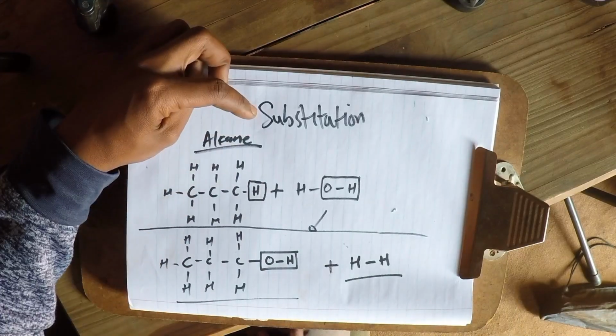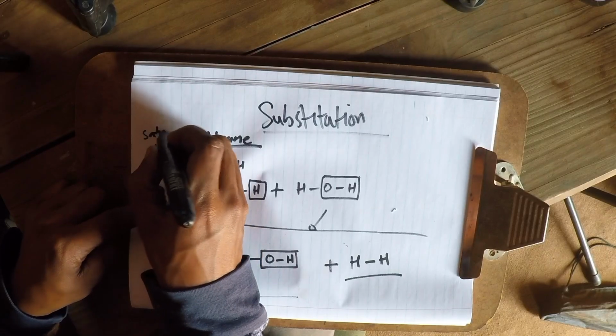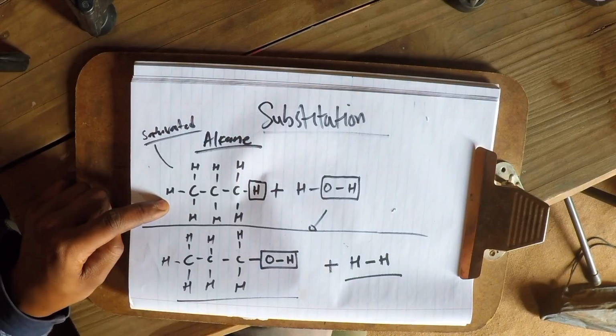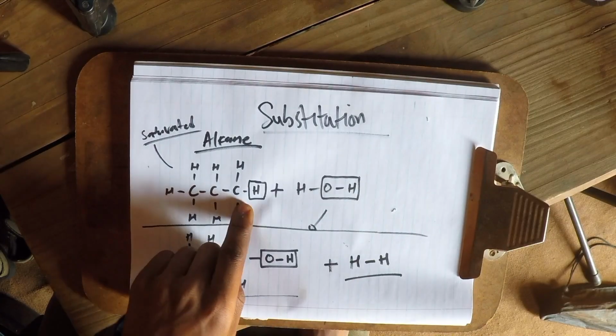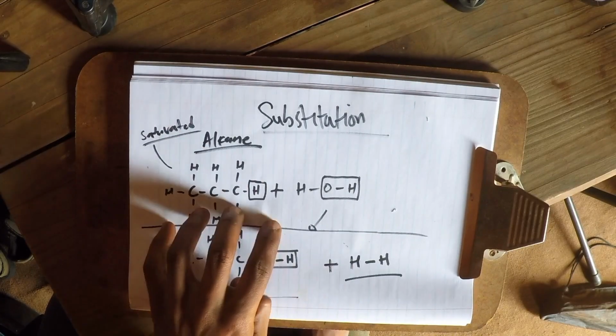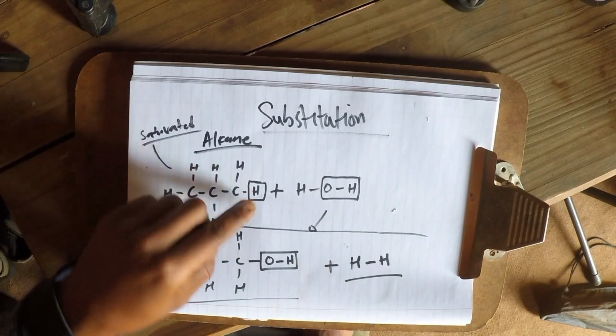Because substitution is a process whereby a saturated compound reacts with another compound. And because you cannot add anything to a saturated compound, the best thing you can do is substitute one of them. And there's a law that we can follow in order to substitute.